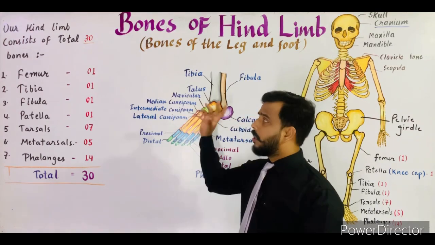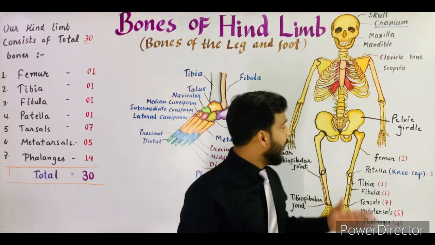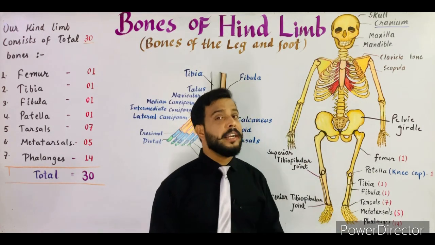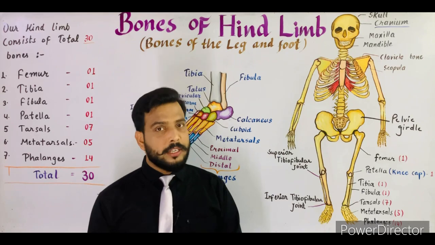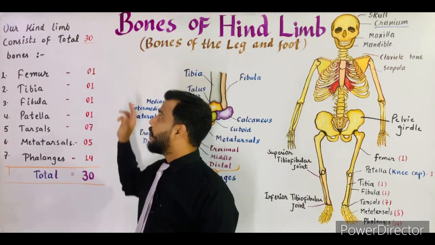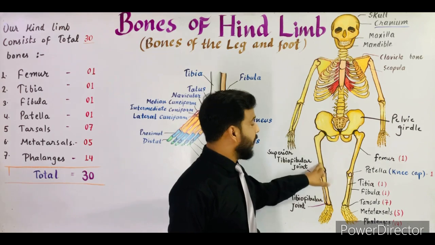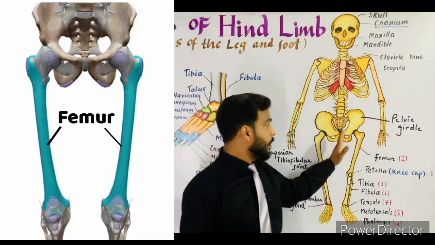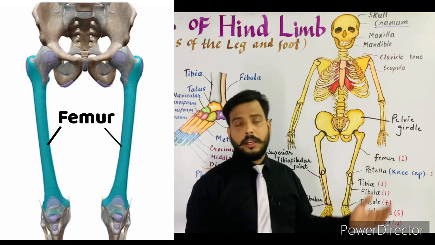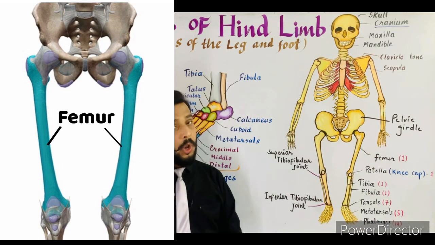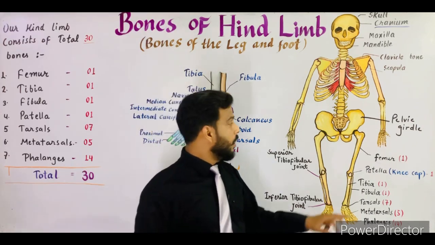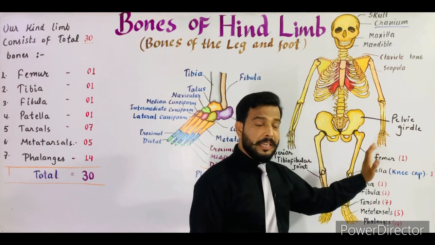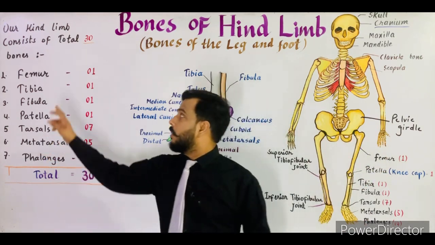There are a total of 30 bones present in our hind limb. As you can see in this diagram, these are our hind limbs and each hind limb consists of a total of 30 bones. Let's count these bones. Number 1, the femur. Femur is located at the thigh region of our leg. Each limb consists of one femur. An interesting fact about the femur is that it is the longest bone of our body. Learn the question: femur is the longest bone of our body and there is one femur in each limb. So the femur is one.